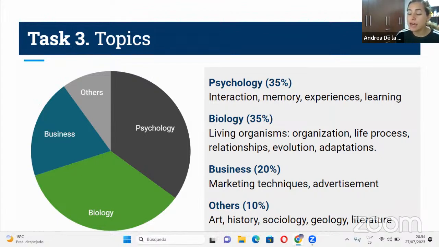And finally, as usual, there's nothing certain. Nothing is 100% going to be like this. So there's a small chance that you can have other topics as well, including art or history, sociology, geology, literature. So you could have those topics as well. Okay, but I mean, it's very rare, very uncommon, but you could. Okay, guys? And that's it. Psychology, biology, and business, the most common ones, but there's also a small chance that you have something else.